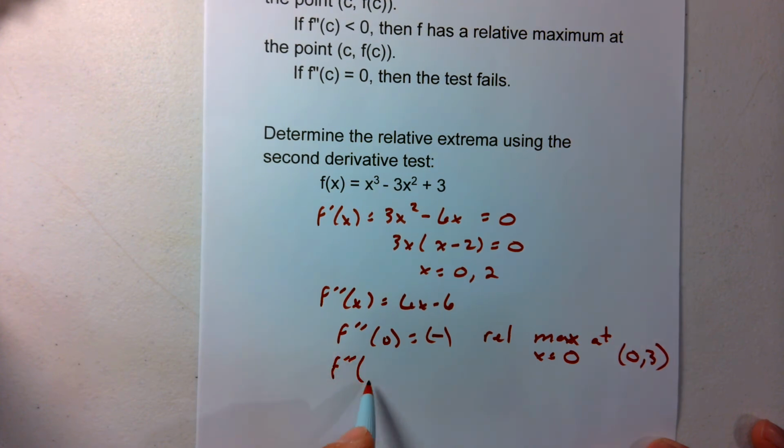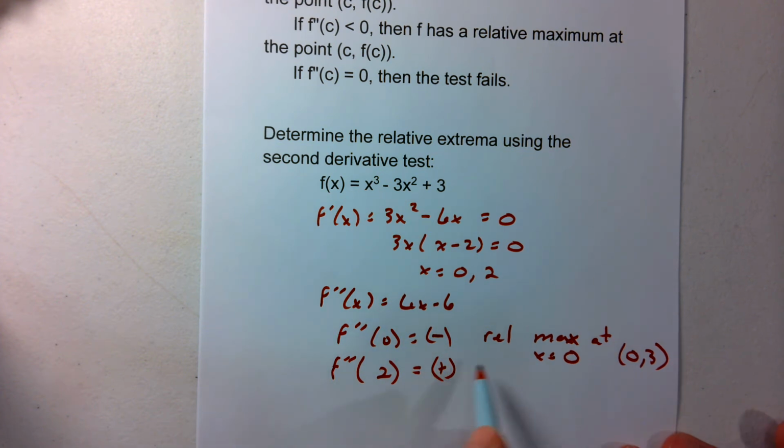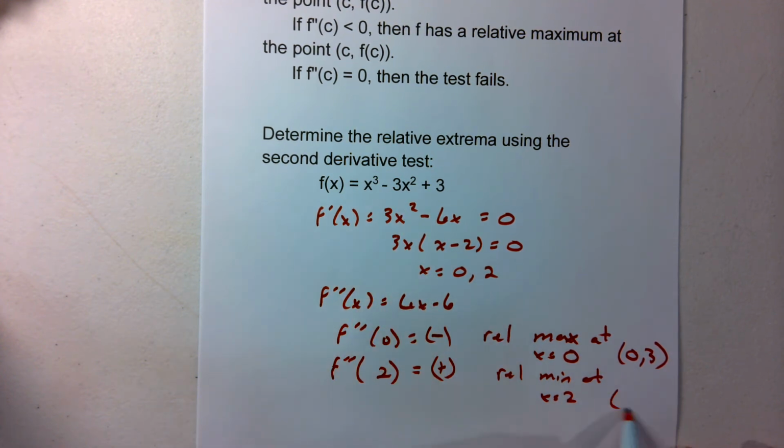Likewise, if I have f double prime of 2, well, that's 6 times 2 gives me 12 minus 6. That's going to give me a positive value. Again, we're not interested in what the value actually is. Is it just positive or is it negative? Since it's positive, I have a relative minimum at x equals 2. And again, I could plug that in to get my y value if I want it.